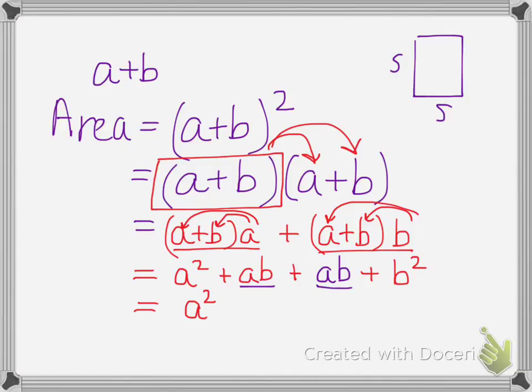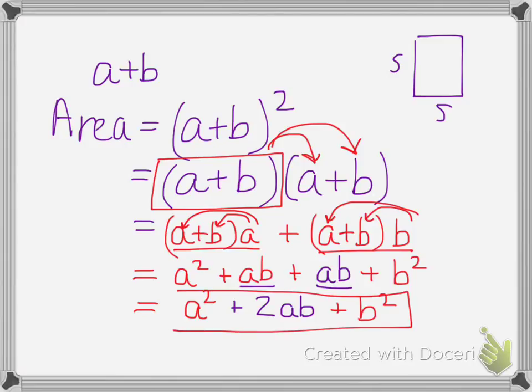I can rewrite that as 2 times A times B, right? Because I have two of those, so it's 2 times A times B. That simplifies it. And then I have still my plus B squared. So this expression right here, A squared plus 2 times A times B plus B squared, is the area of that large square in our diagram. All right, so remember that.